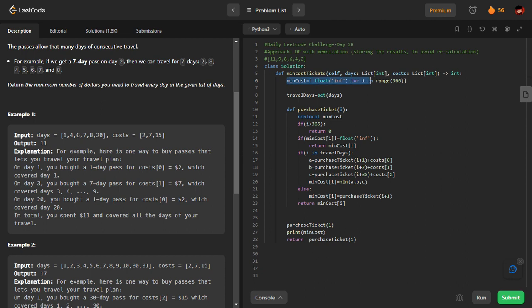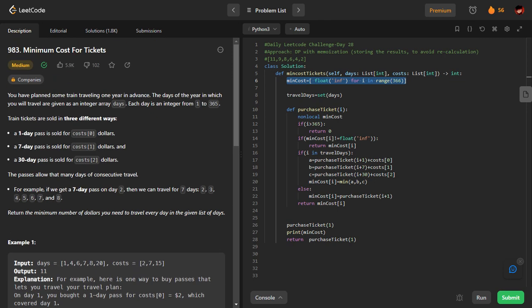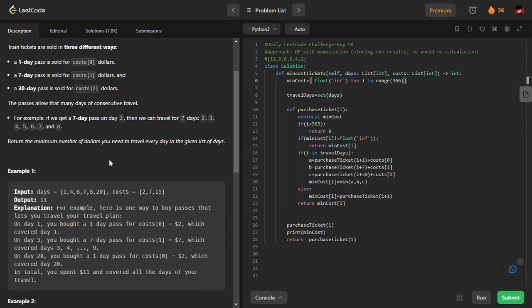So this is my minimum cost array. I'm initializing it with infinite values. It will have a length of 366. You will ask, why 366? Because we are given only up to day 365, right? See, if I create an array, the first element is index 0, right? I don't want to use index 0. I want to use index 1 to 365. That's why I'm creating one extra length, 366, not 365, right?